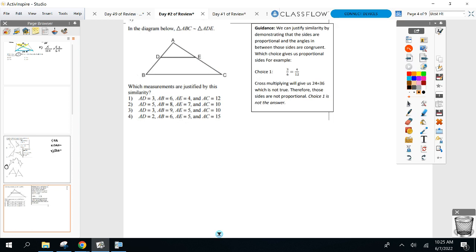I'm telling you the 2 triangles are similar, so give me the 4 numbers that fit that are in proportion. Okay, so for instance, number 1, if AD is 3, AB is 6, AE is 4, and AC is 12, does that make sense as far as the sides being in the same ratio? You guys decide. Okay, so basically, which 4 numbers give me the sides in the same ratio? Go ahead.